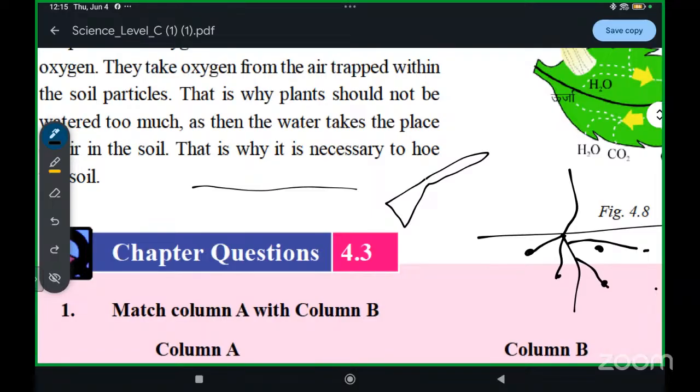If we water the plant too much, the spaces that are there in the soil will fill with water. So the plant might not get oxygen. Then how do plants in the seas get oxygen? That is because there are plants beneath the sea.